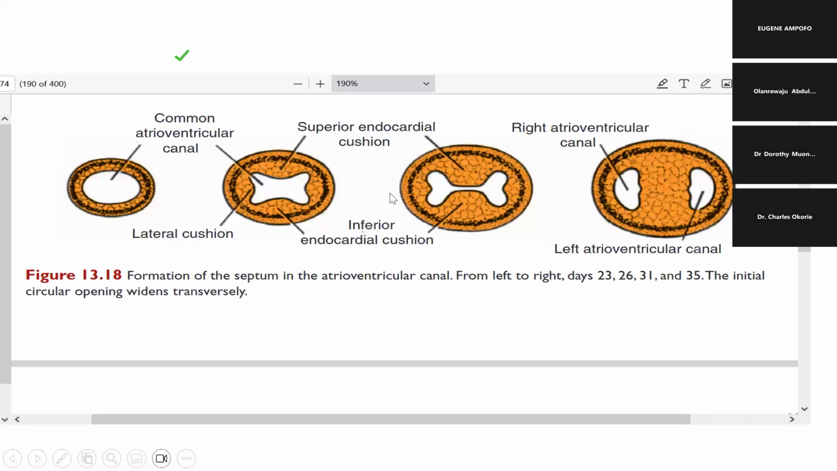But in all this, we can see that this progression occurs as the development in the embryo occurs, because the first one is at day 23. This second one, when we are having a lateral cushion, the superior and the inferior, not yet fully fixed, is at day 26, but it is completely divided into the right and the left atrioventricular canal at day 35 of the embryonic development. Thank you. I don't know, maybe I've been able to answer your question, sir.